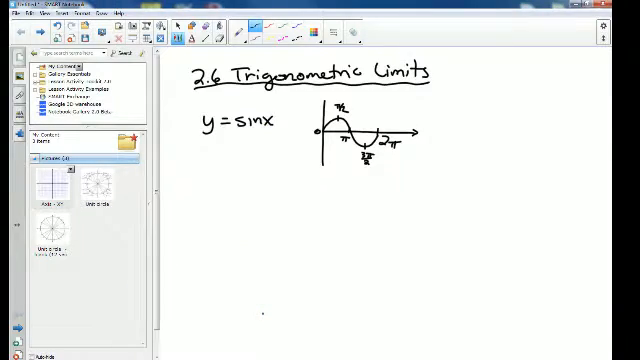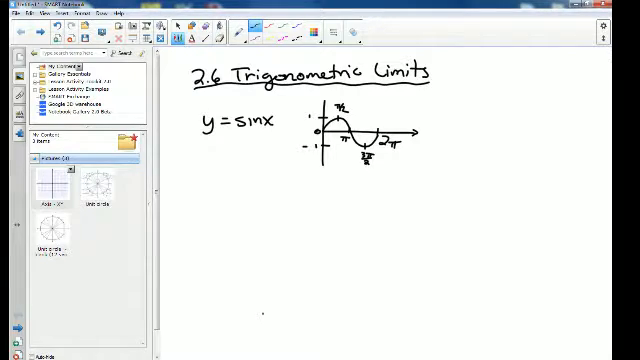What's the range? 1 to negative 1. Right. And then we can do trig values.